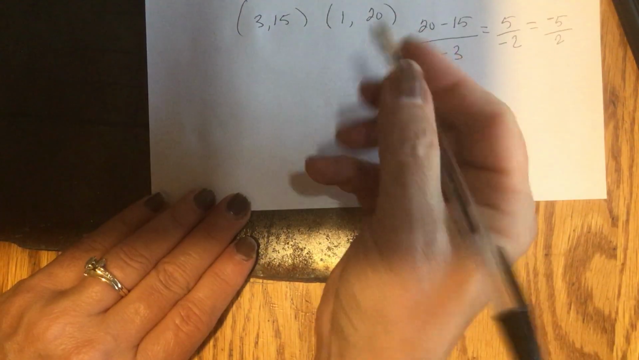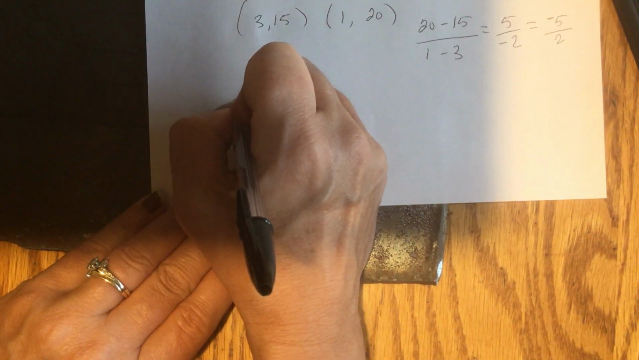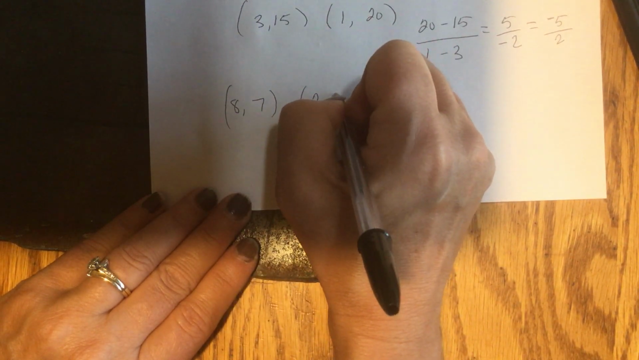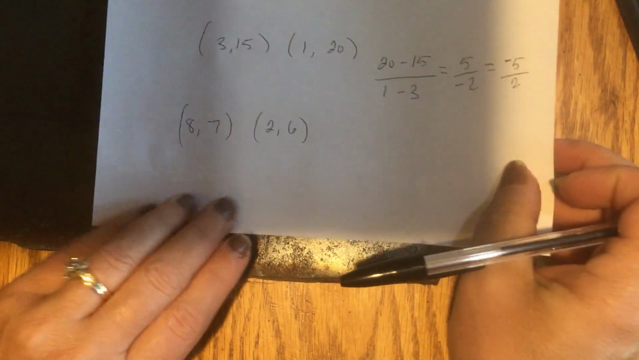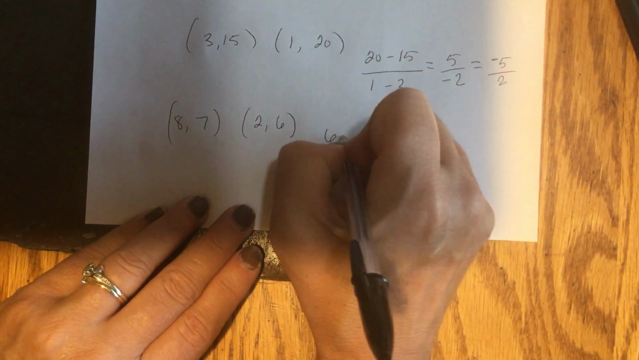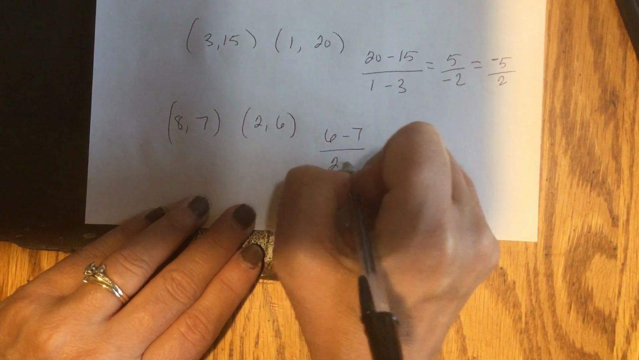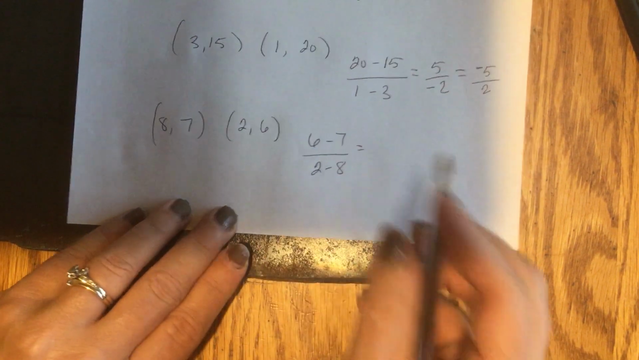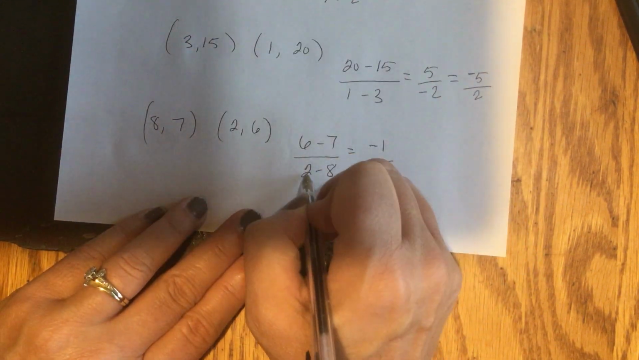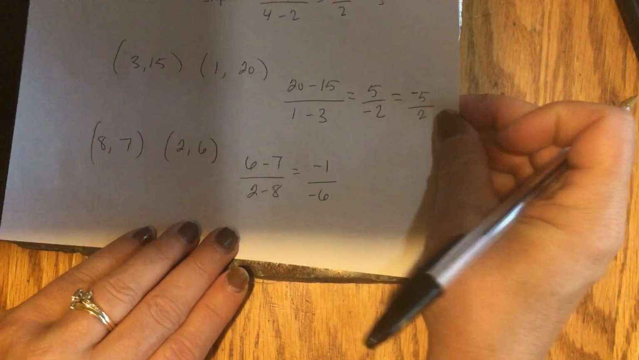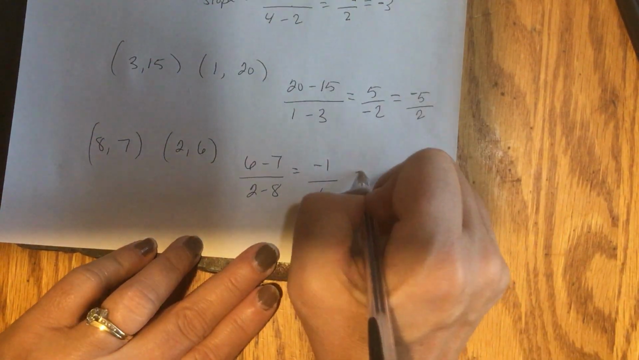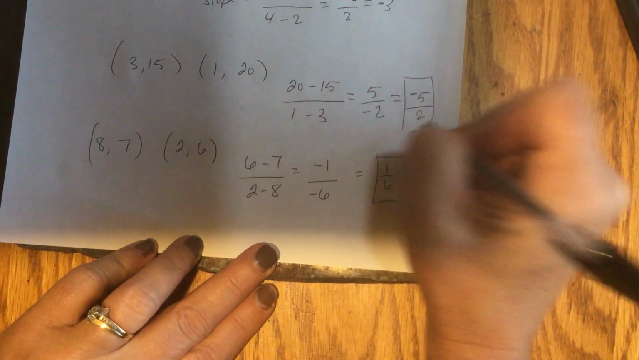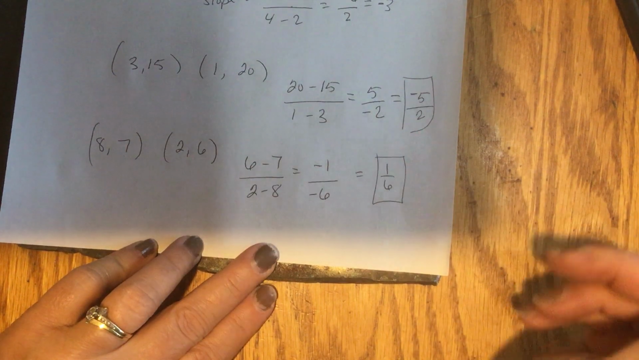If you happen to get 2 negatives, like let's say you have 8, 7, and 2, 6, okay, then that would be 6 minus 7 over 2 minus 8. 6 minus 7 is negative 1. 2 minus 8 is negative 6. 2 negatives make a positive, so you would change this to positive 1/6. Okay, so just make sure you put your negatives on top, and if you have 2 negatives, they cancel out.